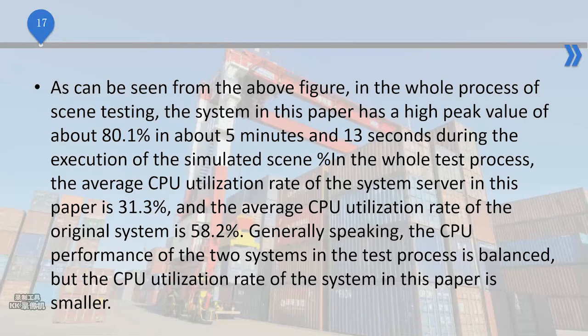The average CPU utilization rate of the system in this paper is 31.3%, and the average CPU utilization rate of the original system is 58.2%. Generally speaking, the CPU performance of the two systems in the test process is balanced, but the CPU utilization rate of the system in this paper is smaller.